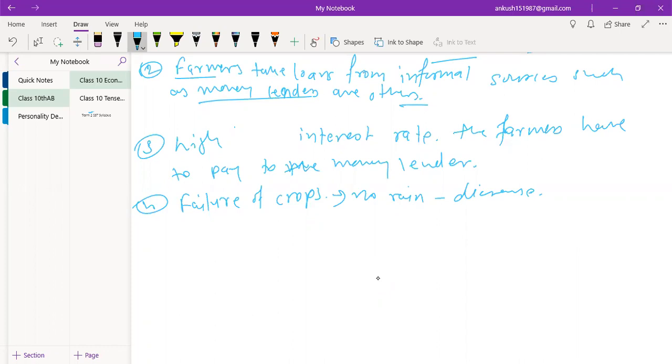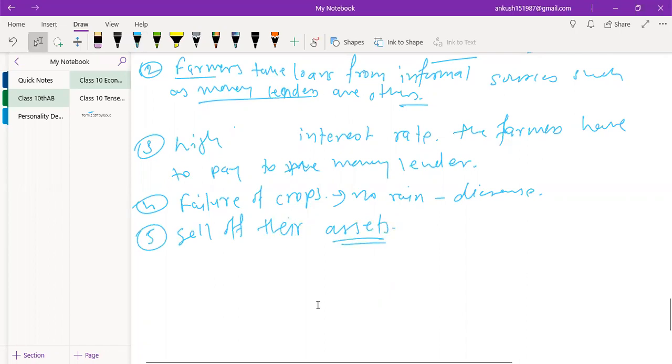And to repay the loan, it is very impossible for them. They have to sell off their assets to repay the loan.